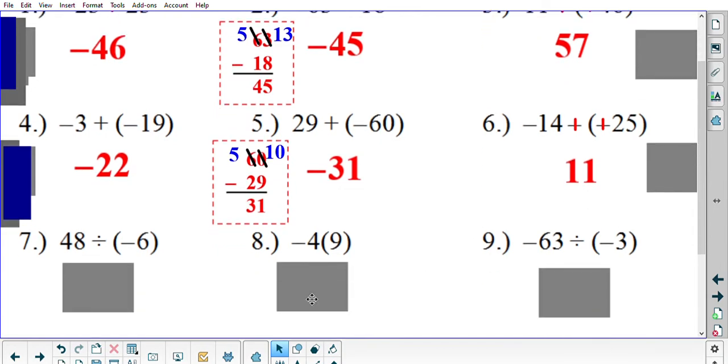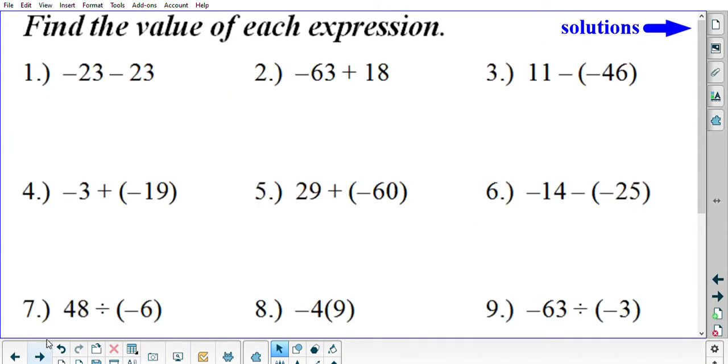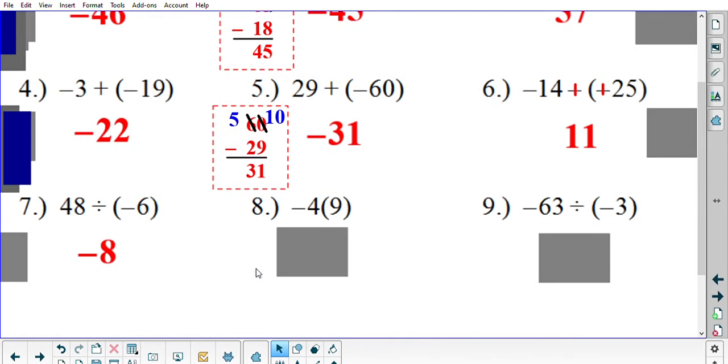Problem number 7, we are no longer adding or subtracting. We are multiplying or dividing on 7 through 9. So problem number 7, positive divided by a negative, it's going to give you a negative answer. It does not matter that the positive number had the bigger absolute value. As I was explaining before, if it is a positive divided by a negative or negative divided by a positive, the answer will always be negative. And so that's what we have here on problem number 7.